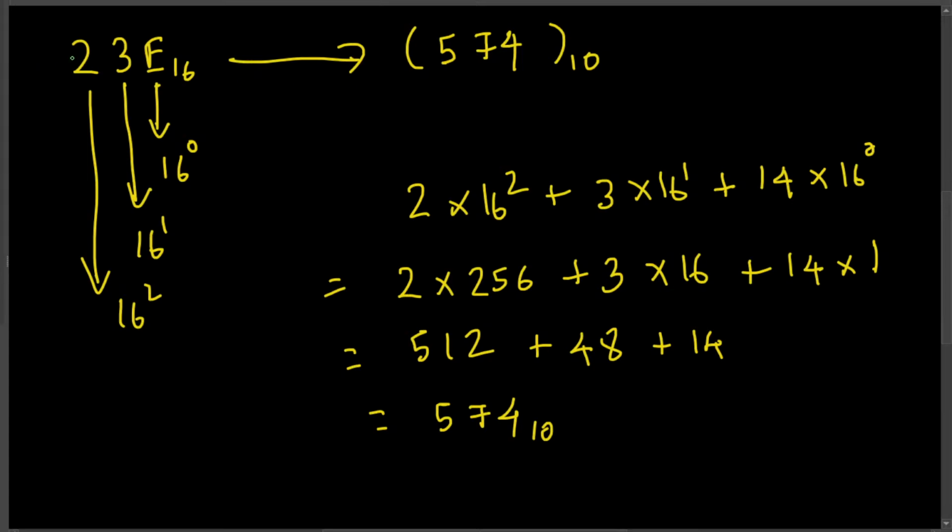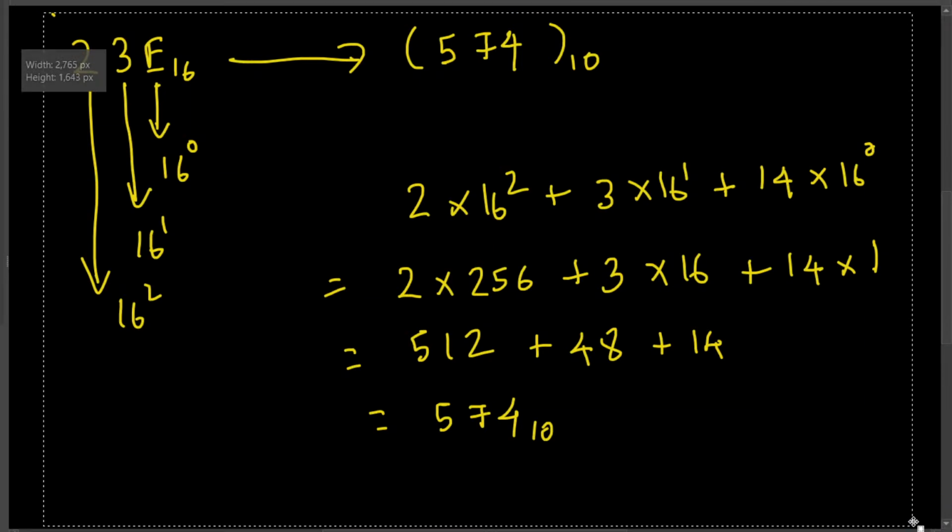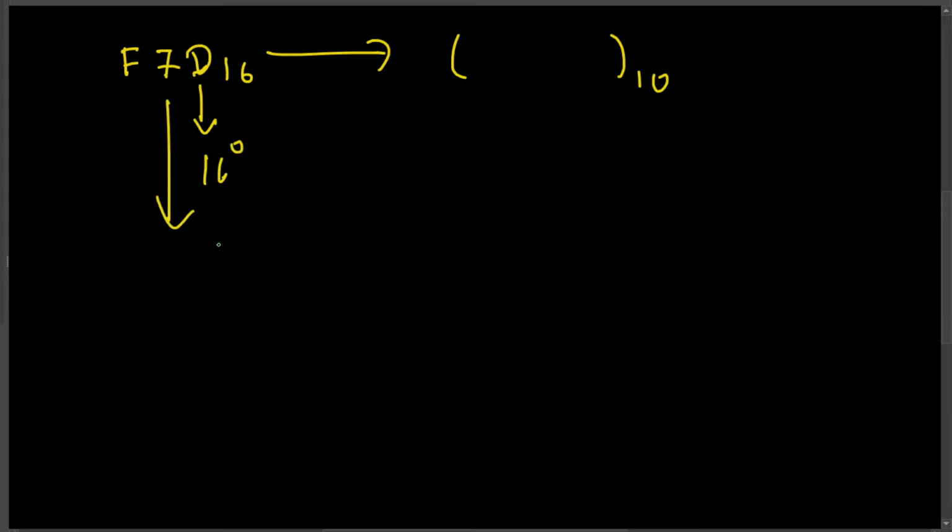I'm going to go ahead and erase this one. Let's say we have a question like this. The question is given like f7d, and the base is 16, and I want to convert this one into base 10. So again, assign the weight. The weight of the first number is always 16 power 0, the weight of the second number is 16 power 1, and the weight of the third number is 16 power 2.